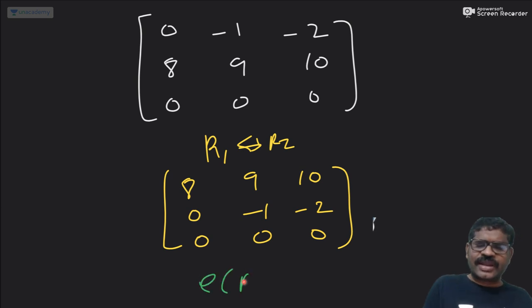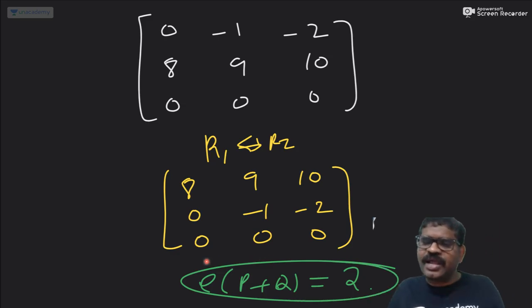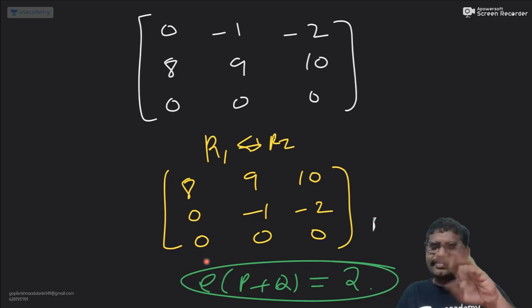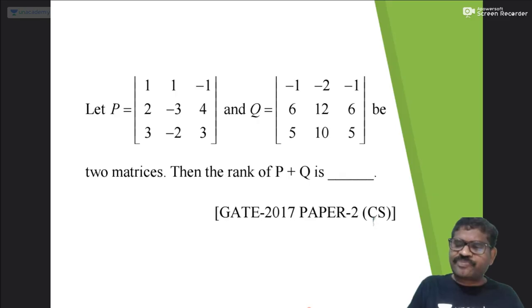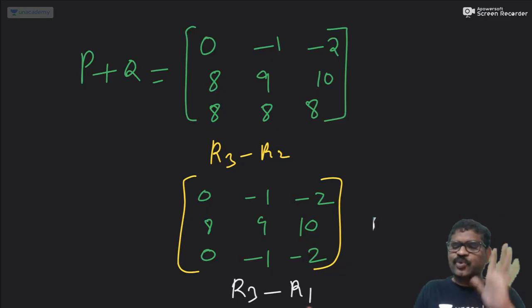Therefore, rank of P plus Q is 2. Understood? Suppose if you calculate rank of P and rank of Q separately and add, you will get 3. That is not the answer. You should not calculate rank of P and rank of Q. You have to calculate first P plus Q. After that, you have to calculate rank.